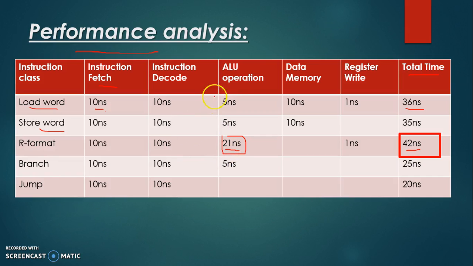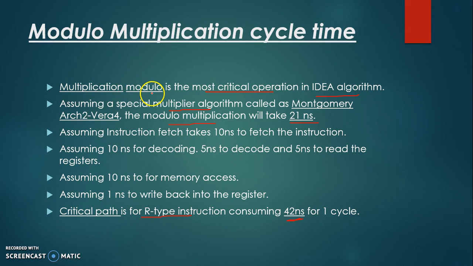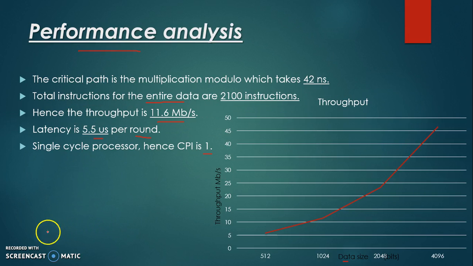So you might wonder why you require 21 nanoseconds for the ALU operation. The main reason is the multiplication modulo. It is the most critical path of the IDEA algorithm. I am assuming a special multiplier algorithm called Montgomery Radix-4, which does my modulo multiplication in 21 nanoseconds. Then calculating the time for the other units, I find that my R type of instruction takes 42 nanoseconds, hence it is the critical path.